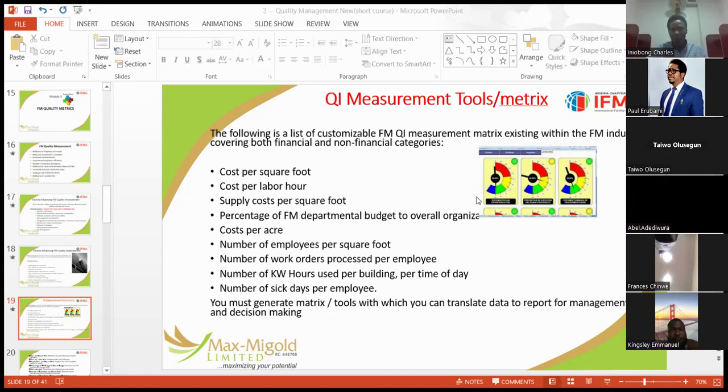The number of kilowatt hours used per building. You also want to check your energy consumption. So these are metrics that we use to check if we are improving in the work we are doing. You also want to check the number of sick days per employee.